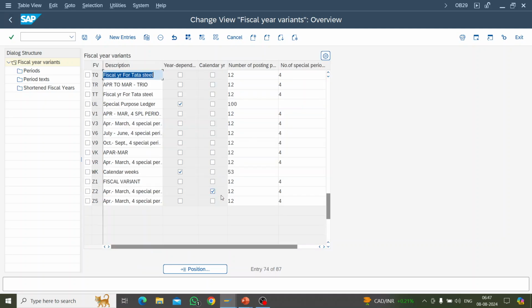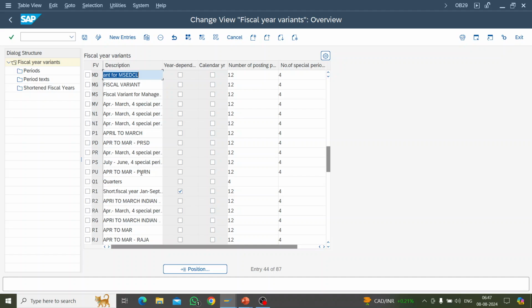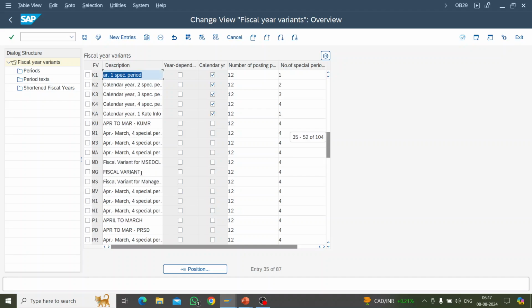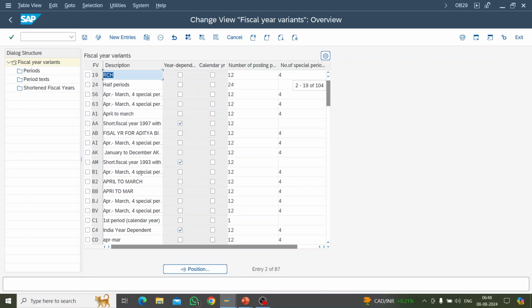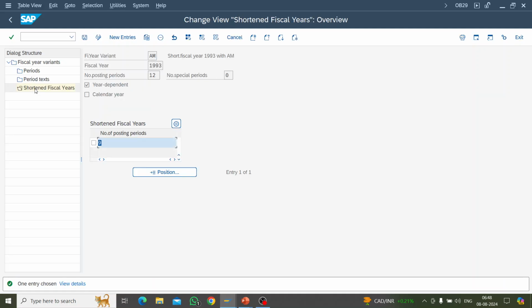Now this is again calendar year, sorry, year dependent is this one, this is year independent. So now we have to see any kind of year dependent one. See, this is the one, and let's see if we have any shortened fiscal year kind of thing or not. We just need to check it once. Anyway, it has to be a year dependent one for sure. If it is not, yeah, this one, 1993. So let us select this, 1993.